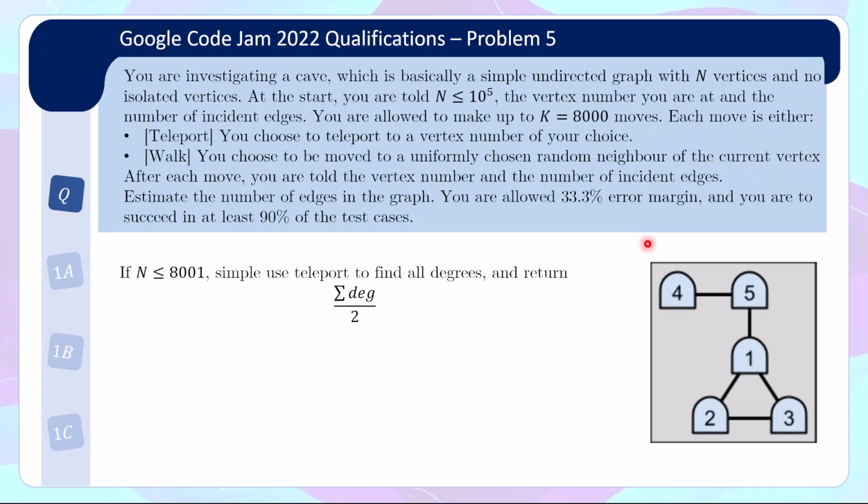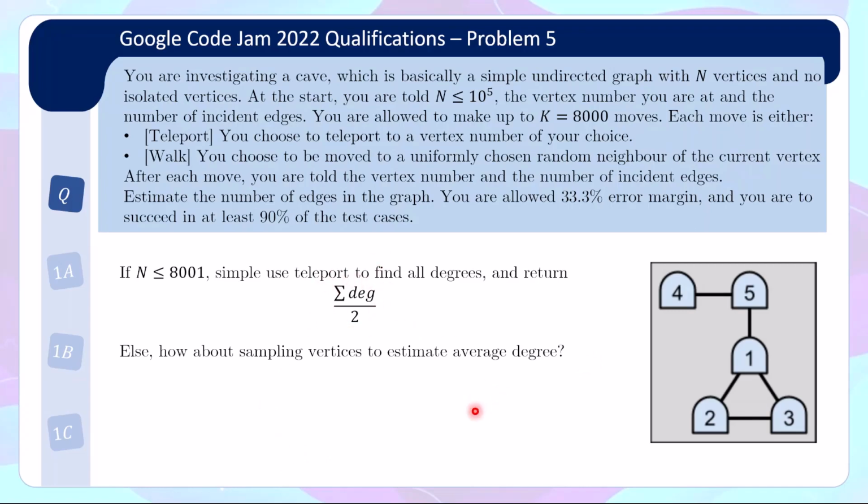Now, obviously, the first thing you might realize is if the number of vertices is at most 8,001, then you might as well use your 8,000 teleport moves to visit all the vertices so that you will be able to find out all the degrees. And then basically the number of edges is the sum of degrees over 2. Okay, so that is quite straightforward, but that gives you an idea. If it's more than 8,001, maybe we can just use teleport to visit 8,000 randomly chosen vertices and then use that as a sample to estimate the average degree of all the vertices and similarly compute this.